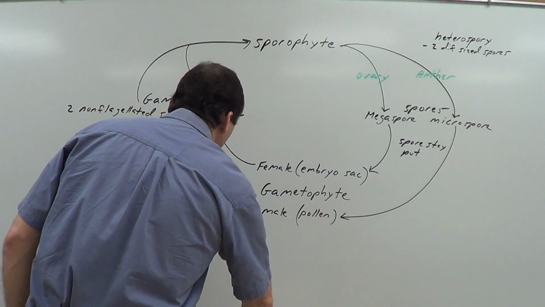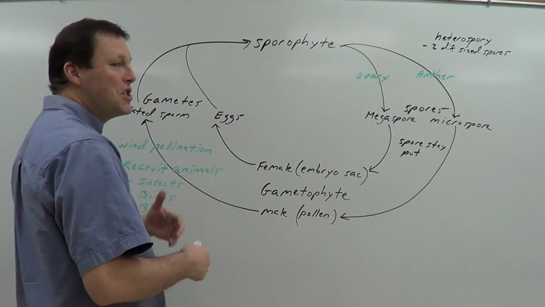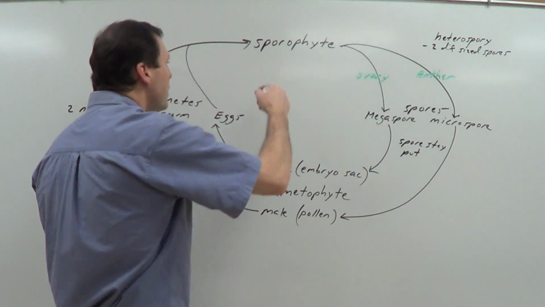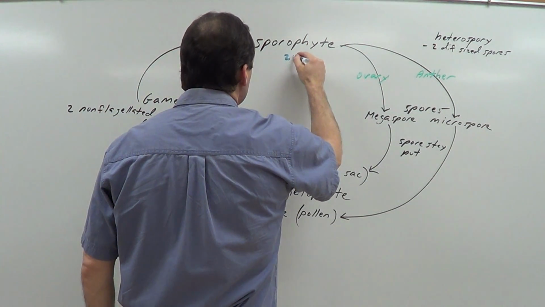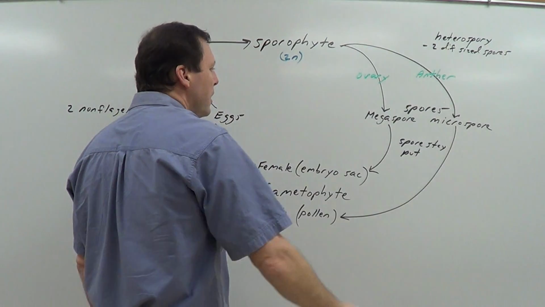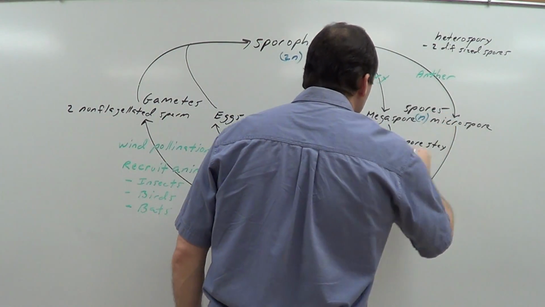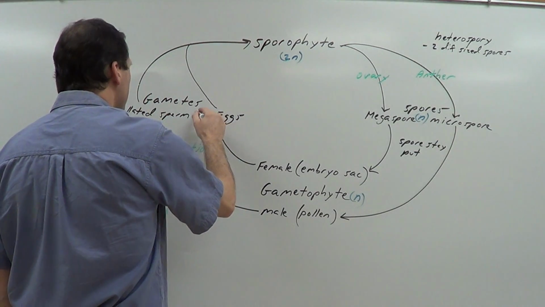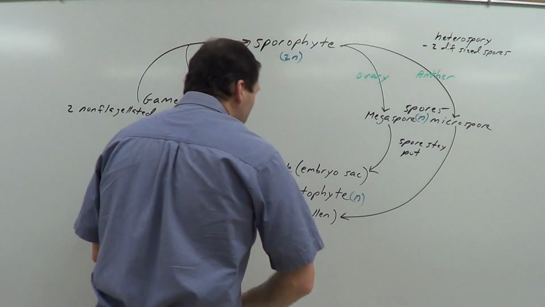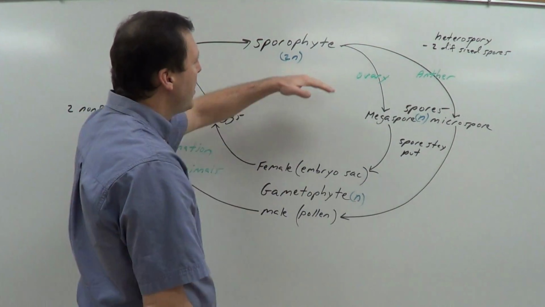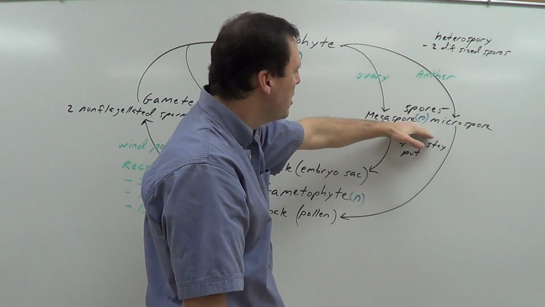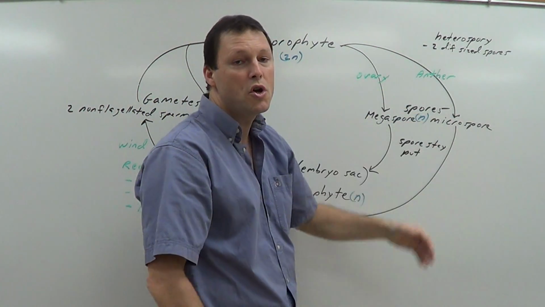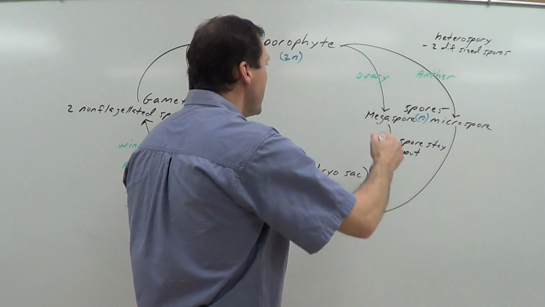Now let's go ahead and write down our ploidy, how many sets of chromosomes we have here. The sporophyte is going to contain two sets, so 2N. Everybody else is going to be N, a single set of chromosomes. And using that information, we can figure out how we get from here to here. How do we reduce the number of chromosomes in half? That's going to be meiosis.